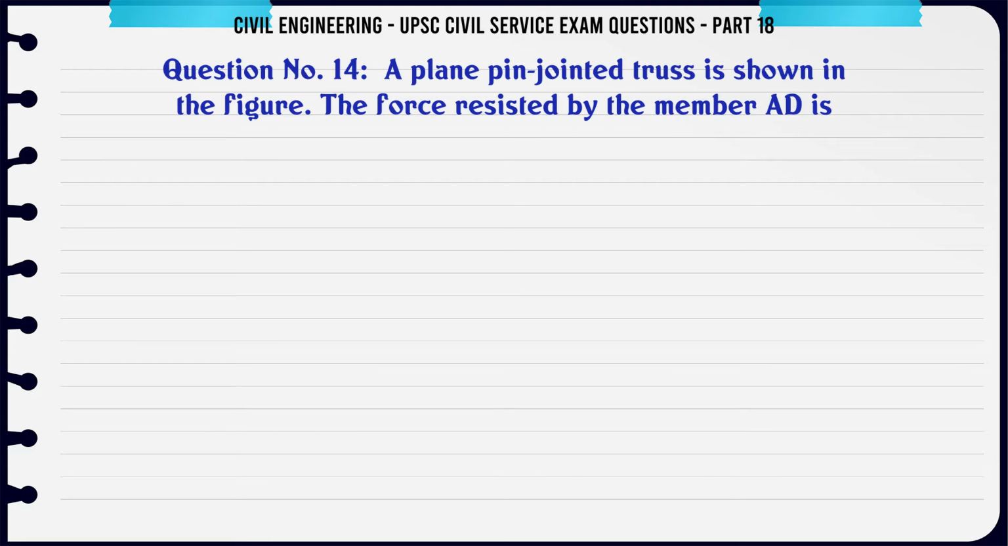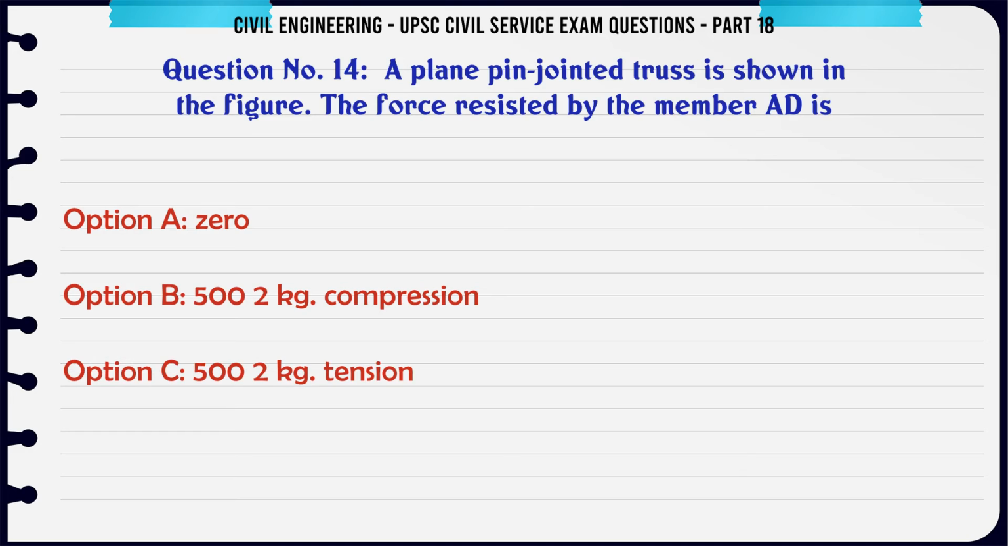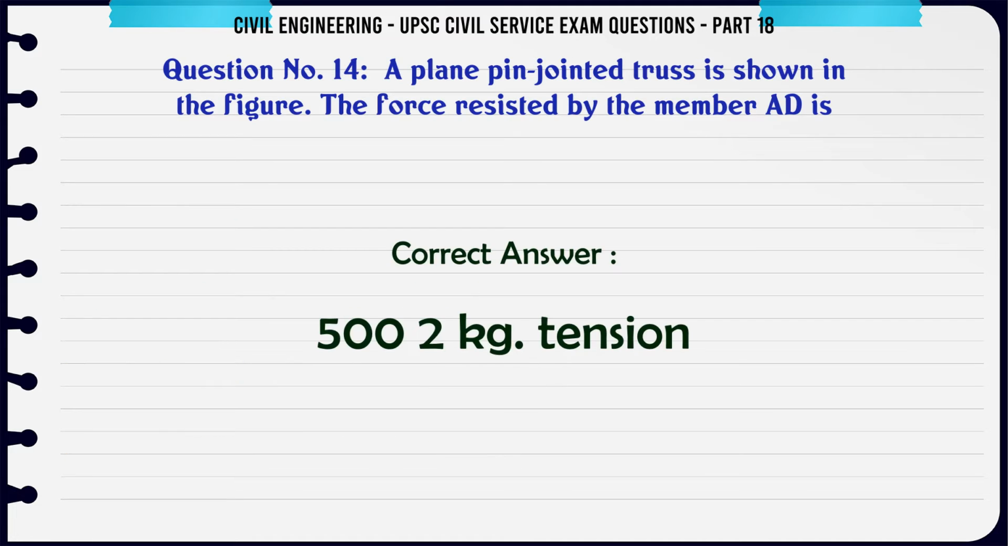A plain pin-jointed truss is shown in the figure. The force resisted by the member AD is: A. 0, B. 50√2 kg, compression, C. 50√2 kg, tension, D. 100√2 kg, tension. The correct answer is 50√2 kg, tension.